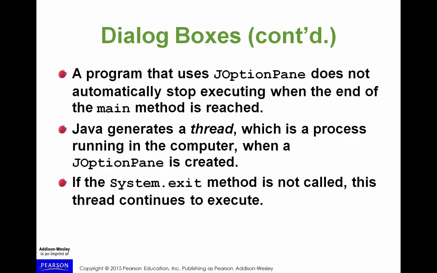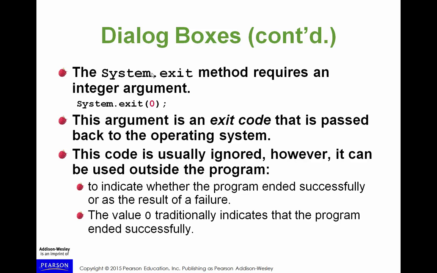So when you use JOptionPane, you are creating an additional one of these threads in order to operate the dialog box. Because of that, you need to include in your program a call to the System.exit method in order to completely exit your program. This should be the last thing that runs in your main method if you're using any kind of JOptionPane. It's written like this: System.exit, open paren 0, and close paren.